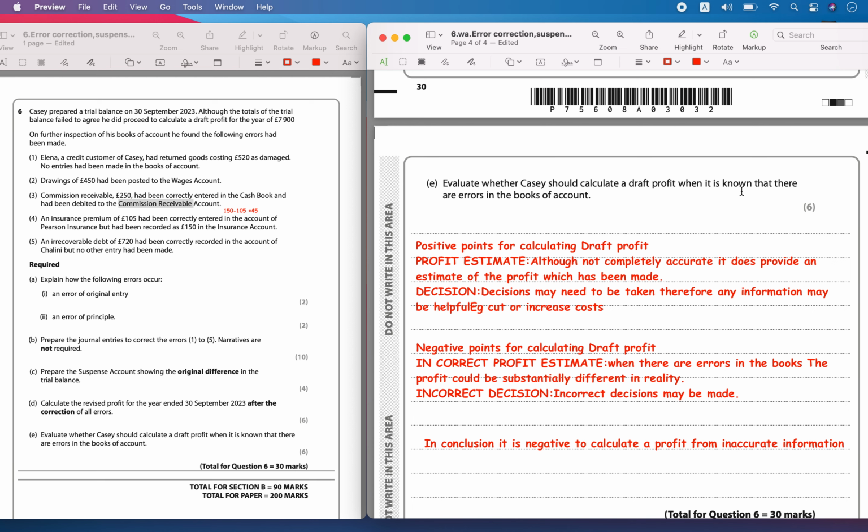Then evaluate whether KC should calculate a draft profit when it is known that there are errors in the books. So if she is able to calculate the error, it helps her to give a profit estimate. Although not completely accurate, it provides at least an estimate of the profit which has been made or to be made. And it aids in decision making, like decisions may need to be taken, therefore any information might be helpful. For example, either she can make a decision to cut costs or increase costs.